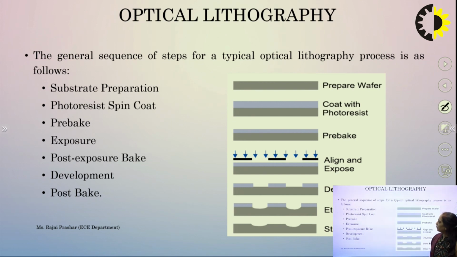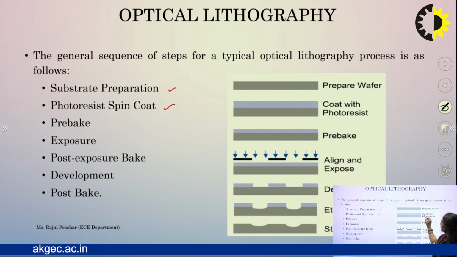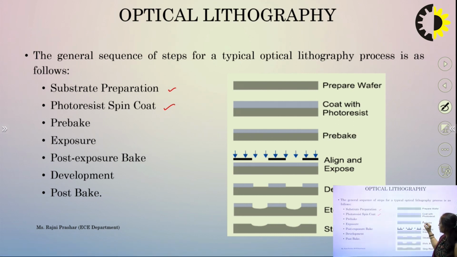For optical lithography we have some steps. The very first step is substrate preparation. The substrate should be very clean, and we will see in the upcoming slides what methods are used to clean it. Then the photoresist spin coat is applied. Then it is baked up to a certain temperature, so that the liquid PR material dries and is properly pasted over the substrate.